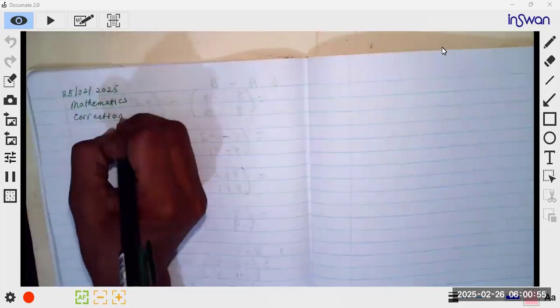So let's go. Here we're going to do the correction of our homework. Let's start off with question 8 and 9. Those were the last two that were to be done. Today is the 25th of the second month. February is almost through. All right, we're starting with correction of the homework, which was question 8 and 9.